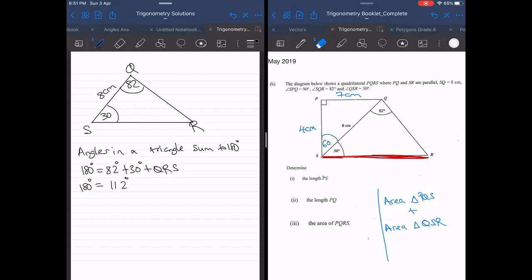So 112 is for that. Right, so 180 minus 112. Again, guys, you have to get comfortable with your solving. So this is 68.